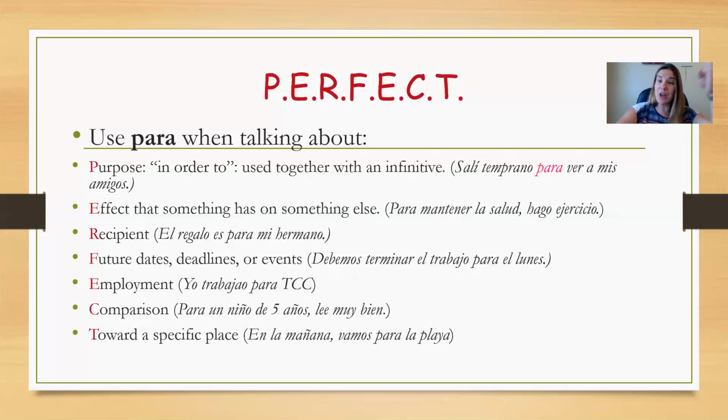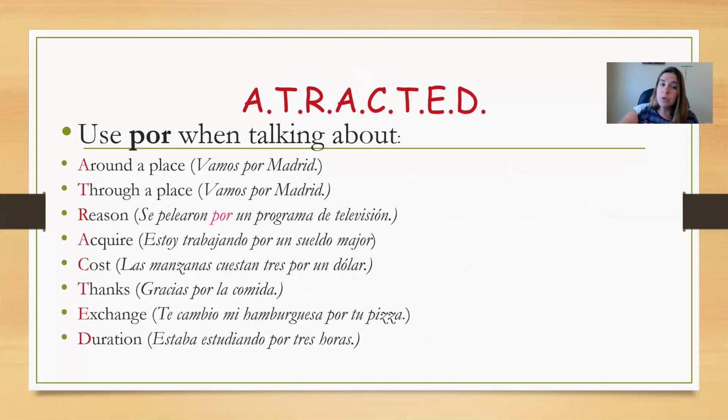I should put if you're heading there. So those are the rules about when to use para. The rules for por, the acronym is attracted. Yes, I know that it is spelled incorrectly. My spelling is much better in Spanish than it is in English, because Spanish is actually easier. It's very phonetic. Whereas English, anyway, I spelled attracted wrong. It's okay. It's just there to help you remember the rules or uses for por.